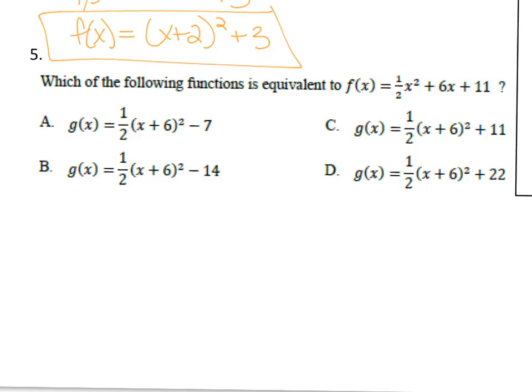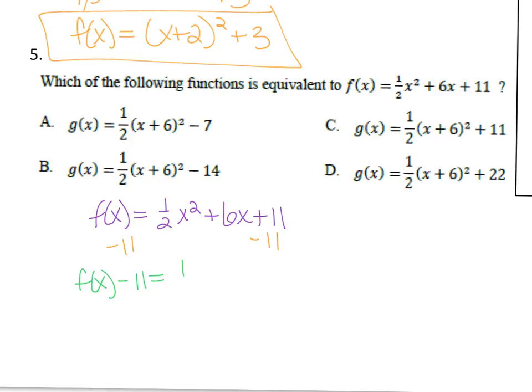Well, I can easily find the vertex, can I not? I can easily find the vertex if I were to either complete the square or use my negative b over 2a. There's 2 ways you can do it. I'm going to complete the square. So when I have f of x equals 1/2 x squared plus 6x plus 11, I'm going to subtract 11 from each side so I can complete the square. I will get f of x minus 11 equals 1/2 x squared plus 6x.